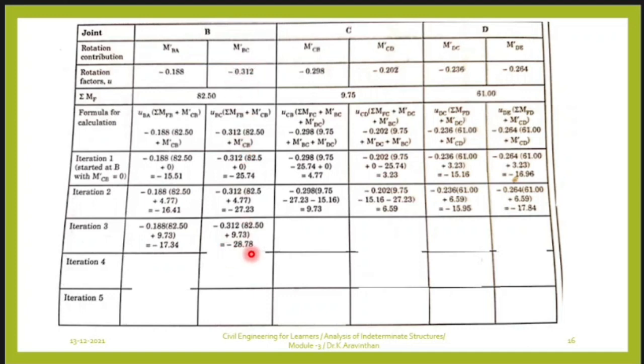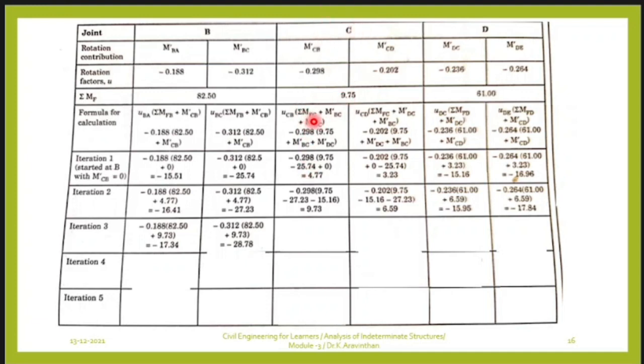We are getting 28.78. And in the joint C, you have three number of members. Why? Because at joint A, here you will be having m dash AB, that is 0. Why? Because joint A is 0, hence you don't have the third component. Also at joint D, you will not be having the third component, that is m dash DE will be 0. Hence you will be having two components at the two joints, that is B and D. At C, you will be having three number of elements.